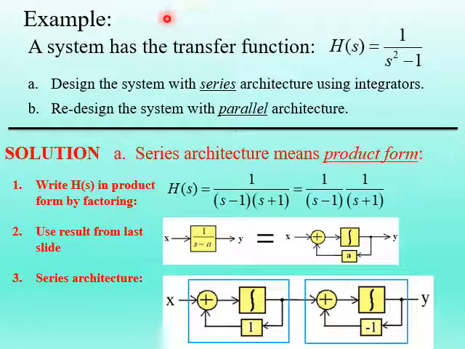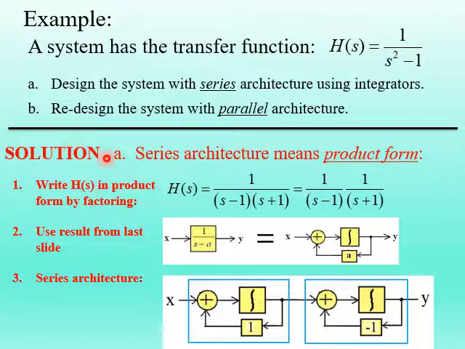All right, let's finish up this video with an example. Suppose we have a transfer function for a system given by this here, H(s) equals 1 over s squared minus 1. We're asked to do two things here. Part A, design the system with a series architecture using integrators. And part B, redesign the system with a parallel architecture. All right, so let's go ahead and do this.